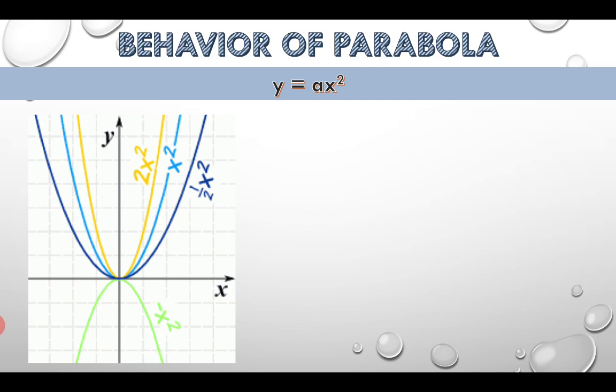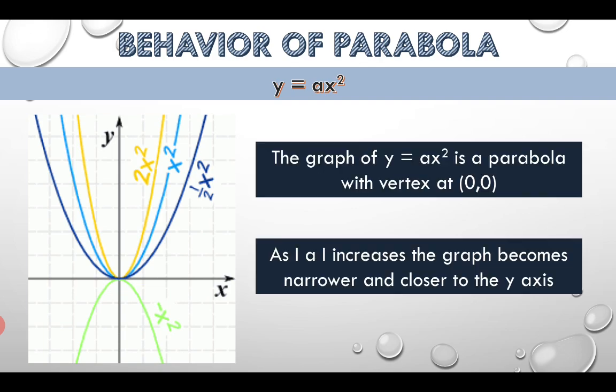So as you've noticed, as a increases, the parabola gets narrower, or it gets closer to the y-axis. As a decreases, the parabola opens wider, or opens farther from the y-axis. Remember, it is the absolute value of a.